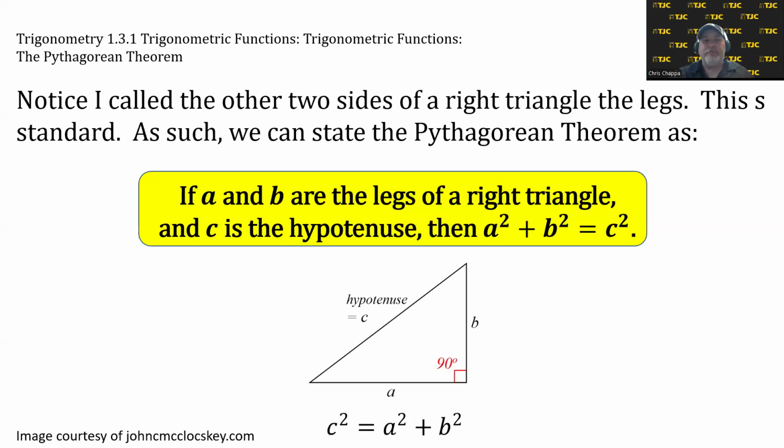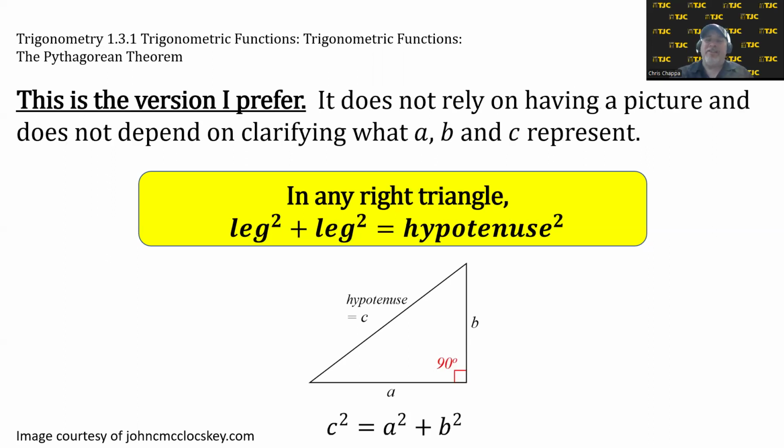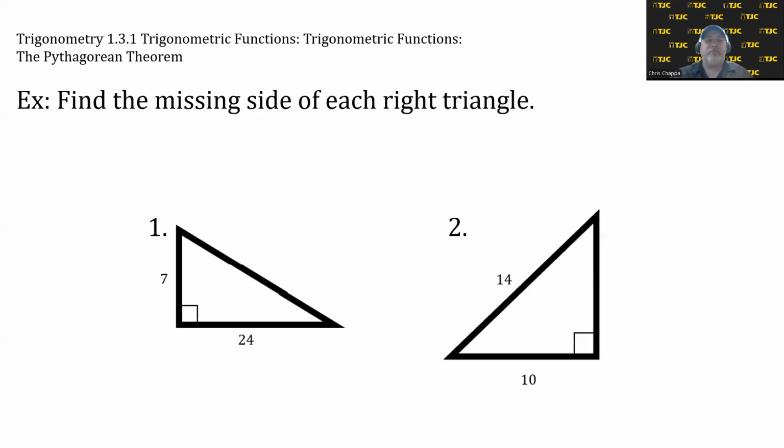This is standard. As such, we can say the Pythagorean theorem as follows. In any right triangle, the sum of the squares of the legs equals the square of the hypotenuse, or leg squared plus leg squared equals hypotenuse squared. This is the version I prefer. It doesn't rely on having a picture, and it doesn't depend on clarifying what A, B, and C represent. And it immediately ties it to a right triangle thanks to the word hypotenuse.